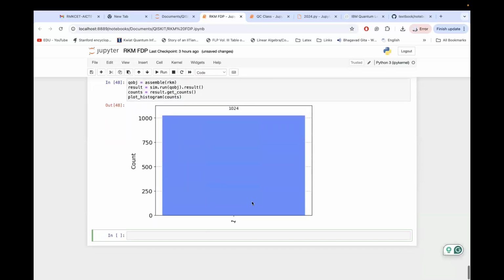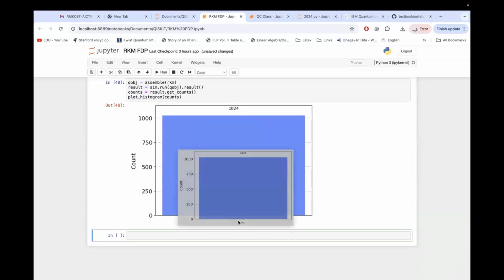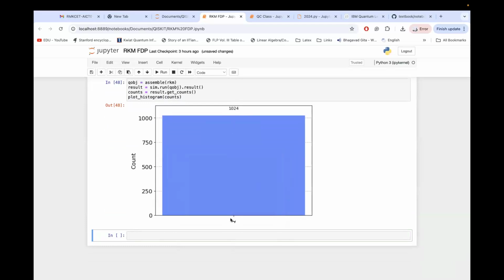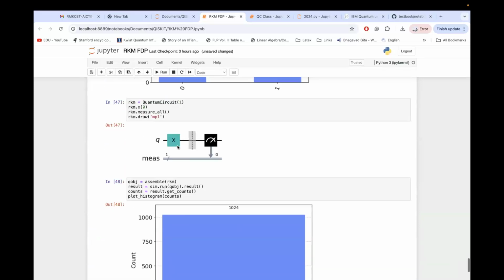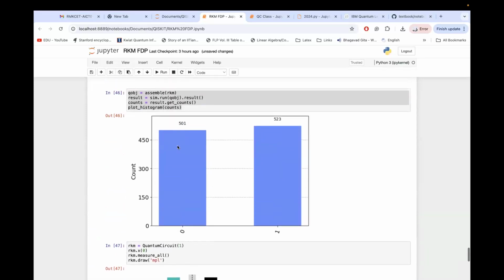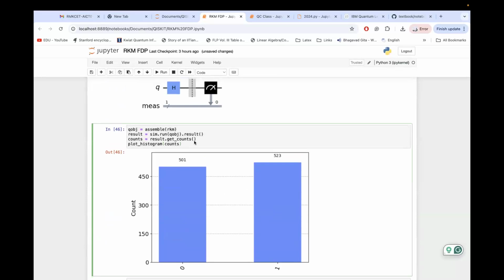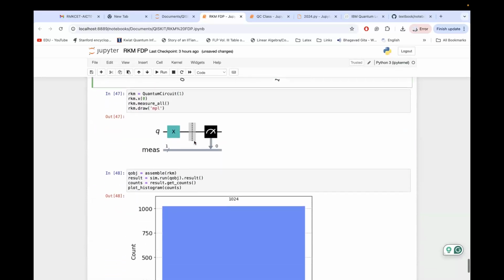So you see here, we measure the system certainly in the 1 state, like all the 1024 times, the system is found in the 1 state. So that's what this Pauli X operator does. Okay, so we want to have some idea about what the Z gate is. So this Pauli X gate flips the quantum system. Like if you send a 0, that is going to become 1, and if you send 1, that is going to become 0. That's what it is, right?